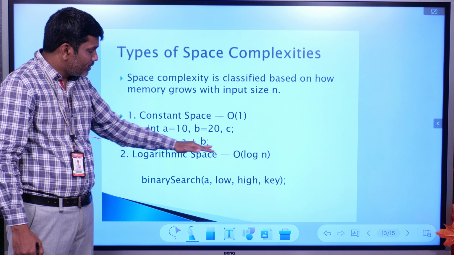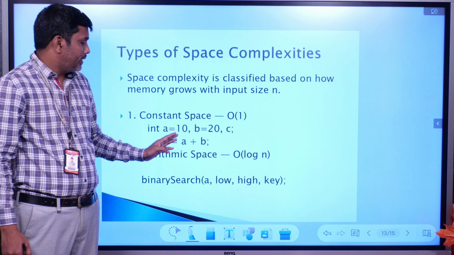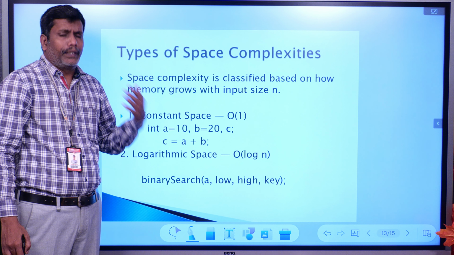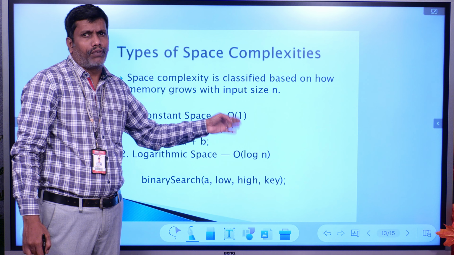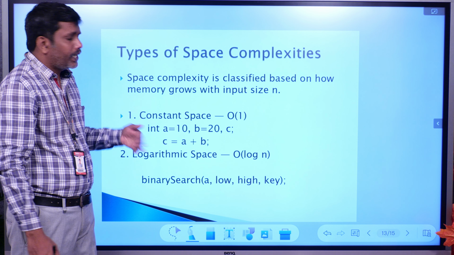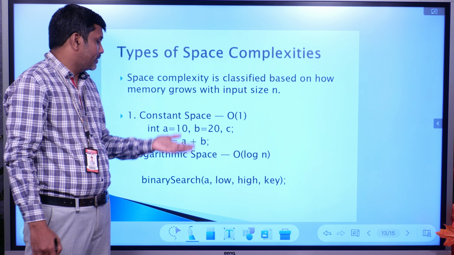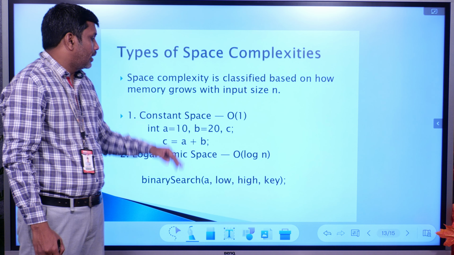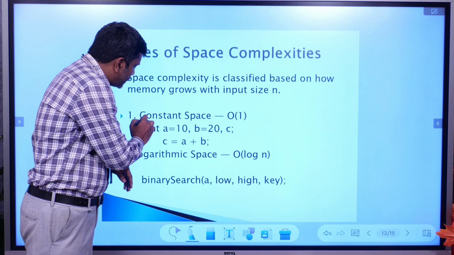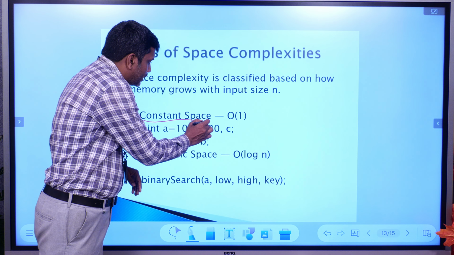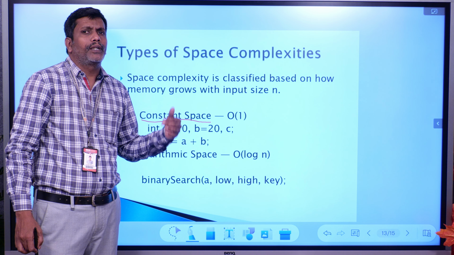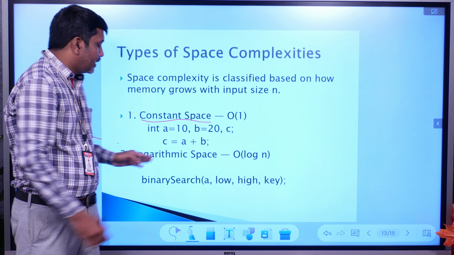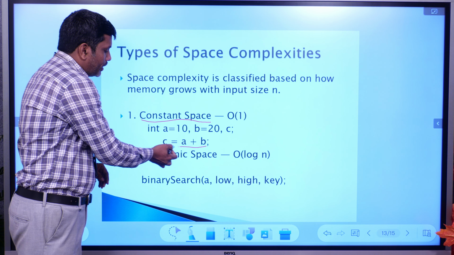If you are using a single line in the program, that is c is equal to a plus b, and you change the values of a and b, it will take the same time to execute. That's why the constant space complexity is O of 1. If you are writing a for loop, it's different, but using a single statement, it will take O of 1. That's why we are calling this constant space complexity. If you change the values of n also, it will take the same time to execute, because we are using the single line here, c is equal to a plus b.